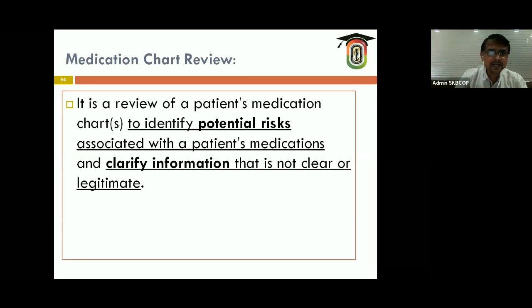What is medication chart review? It is a review of patients' medication charts to identify potential risk associated with patients' medication and clarify information that is not clear or not legitimate. Okay. So what is a review or what is a medication chart review? It is nothing but a review of the patient's medication chart जो रेगुलरली बनता है.